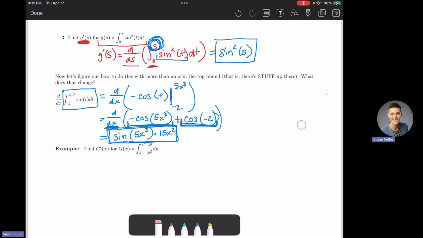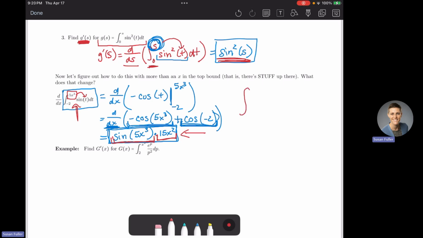Let's generalize what just happened here. Take a look at what we got out of this and take a look at my original function. What do you notice? Yeah, we basically can just take my stuff and plug it into my function, just like we did up here, right? We took that variable up here and just plugged it in. But now, because this is not just a variable, it's stuff, we then have to do the chain rule and multiply by the derivative of that stuff up there.